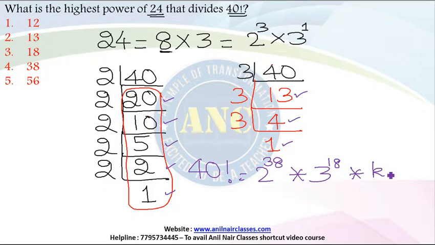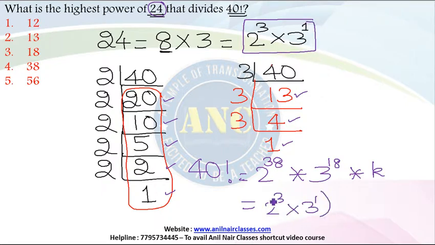But the question is not asking you to find the highest power of 2 or highest power of 3. They want to find the highest power of 24. 24 is nothing but 2 cube into 3 power 1. First write it off, 2 cube into 3 power 1, and then check the necessary powers. That means if I want to write 38 as the power, already power 3 is there. 38 cannot be given, 36. That means power 12 should be given here, right? Power 12 should be given.